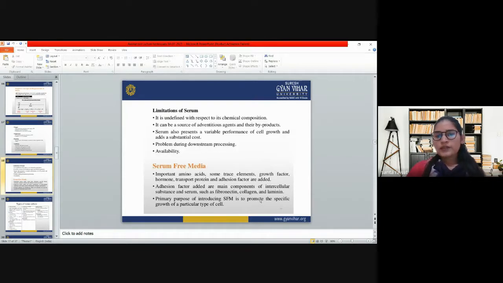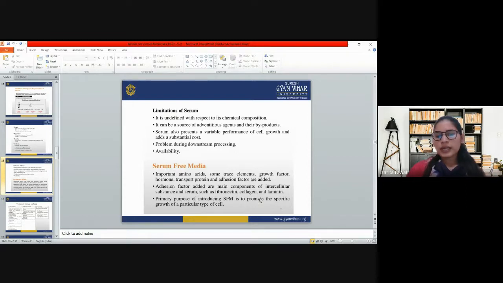Then the limitations of serum. The limitations of serum include that it is undefined with respect to its chemical composition, and it has been a source of adventitious agents and thereby contaminates the product. The serum also presents variable performance of cell growth, an unsustainable cost, problems during downstream processing, and availability. So we need a serum free media.